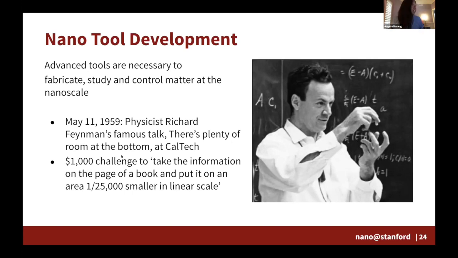So he offered in like the 1960s, which I think back then $1,000 was a lot of money. Now it's like maybe your rent, probably less than your rent. Anyway, a $1,000 challenge to take the information on the page of a book and put it on an area 1/25,000th smaller in the linear scale. So basically, shrinking it down 25,000 times, right? And at that point, a lot of tools hadn't been developed. They were trying to figure that out.